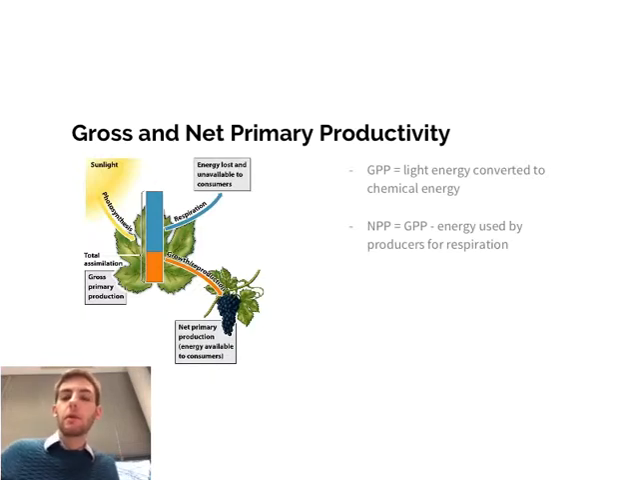And so remember that plants will actually do photosynthesis to create glucose, but then they take that glucose and they have to further break that down for energy. And so the net primary productivity is going to be that gross amount, which is the amount of light energy that's converted. However, not all of that goes into making energy. And so the net is going to be the difference between that and the energy used by producers for respiration.